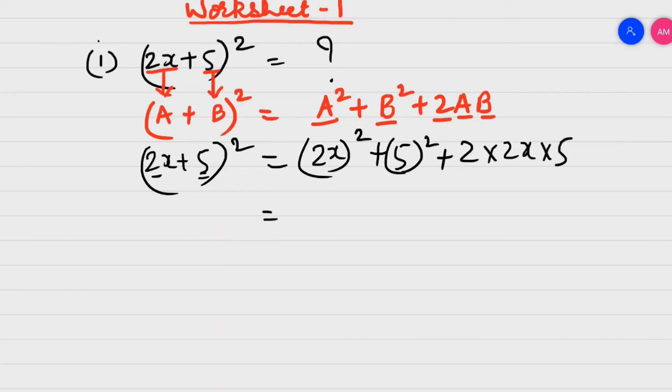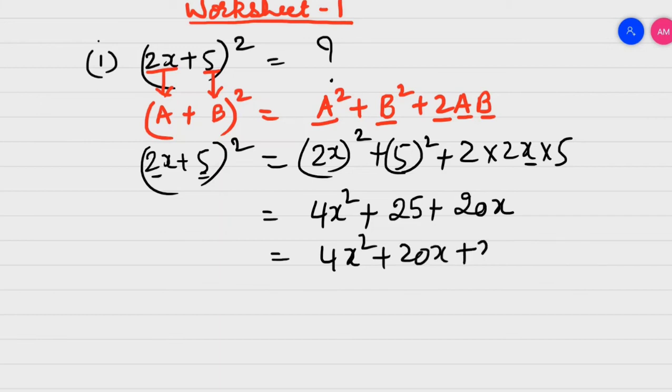Now this will be equal to (2x) whole square, meaning 2x into 2x, so it will be 4x square, plus 5 whole square means 25, plus 2 into 2x into 5. The x will remain as it is, it is a variable, so this will become 20x. So your final answer is 4x square plus 20x plus 25. Your answer is correct whether you write 4x square plus 25 plus 20x or 4x square plus 20x plus 25. So finally (2x plus 5) whole square is equal to 4x square plus 20x plus 25. Let us see one more question.